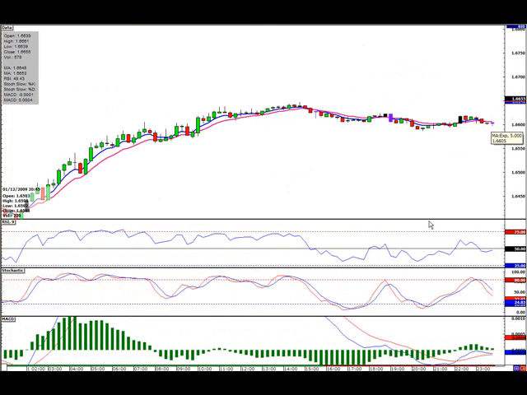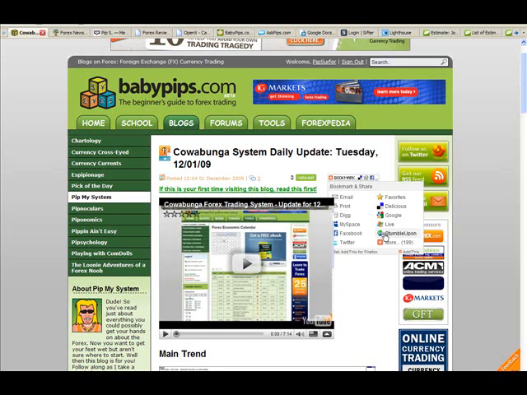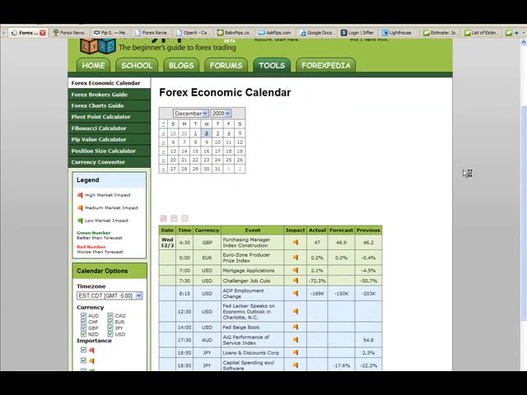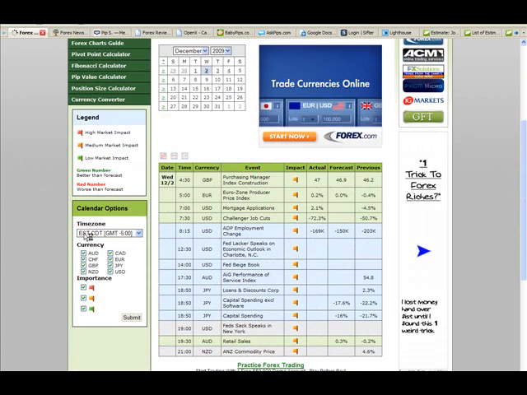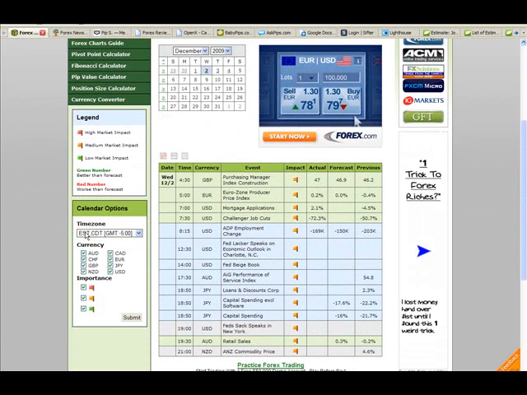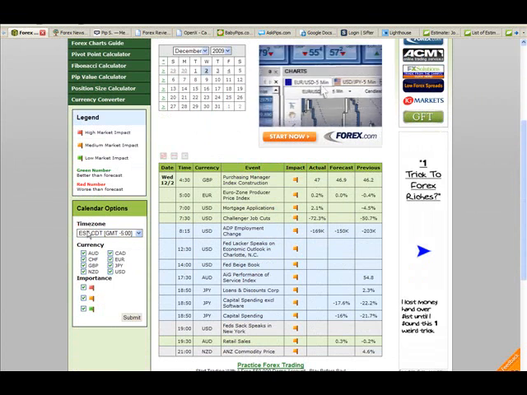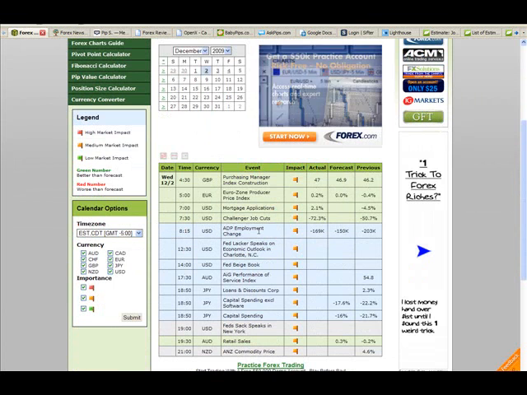And like always, the first thing I want to do is check out my news events for the day. So you can go to babypips.com, just click on this tools tab, and it'll automatically bring up the news events for the day. Just make sure this time zone drop down is correct. Make sure it matches up to where you're staying at. Today we had a few news events. Remember, we're just looking for news that affects either the sterling or the dollar.